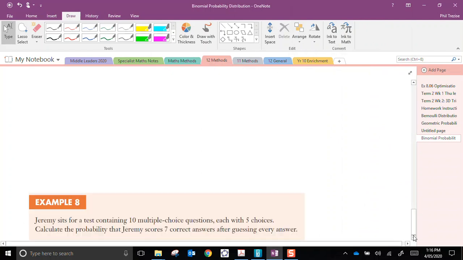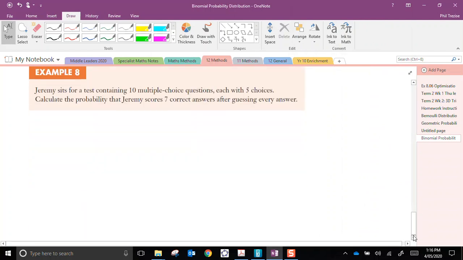I do have one other very short example here to do. So let's have a quick look at this one. Jeremy sits for a test containing 10 multi-choice questions. It seems like every question is a trial in an experiment, and there are 10 of them, so n equals 10. Each has 5 choices. Calculate the probability that Jeremy scores 7 correct answers after guessing each one.